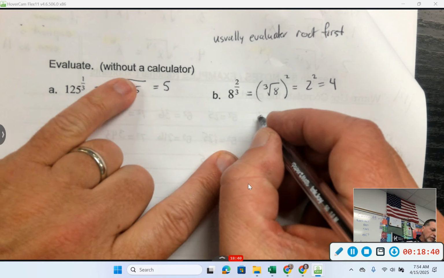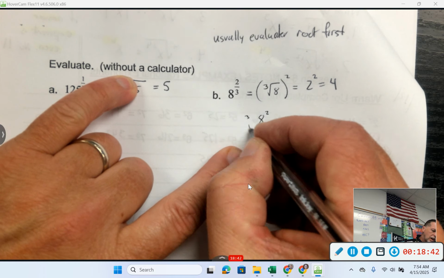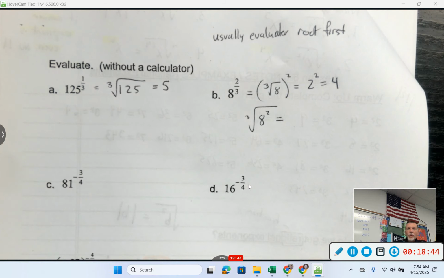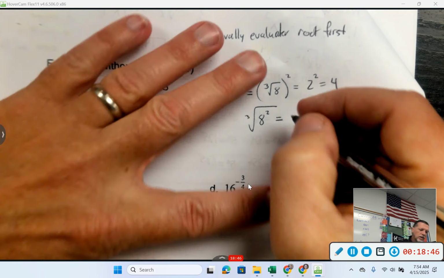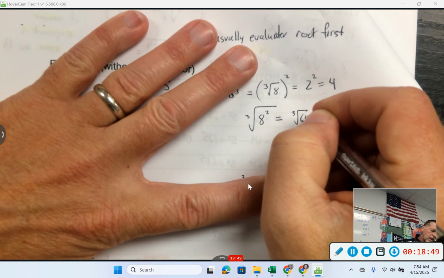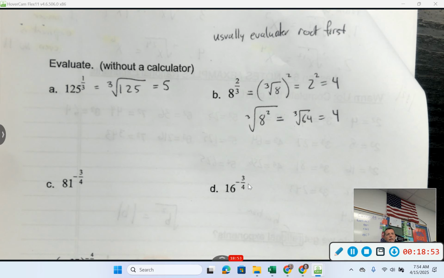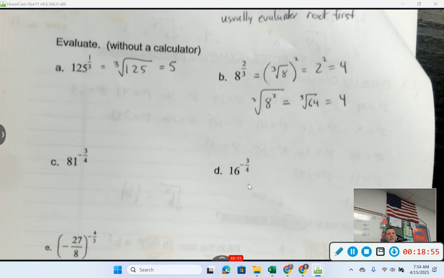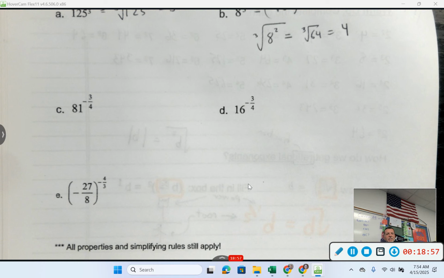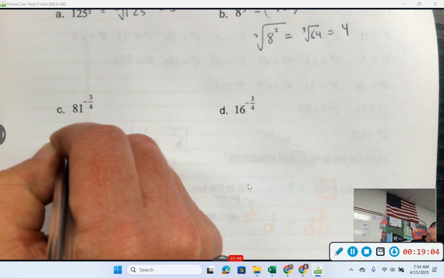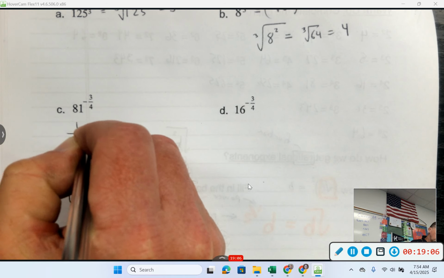If you do the power first, this one's okay, right? 8 squared is 64. And the cube root of 64 is 4. But then you get to one like C. Well, I guess first of all, what's the negative do? Flips it. So let's go 1 over 81 to the 3/4.